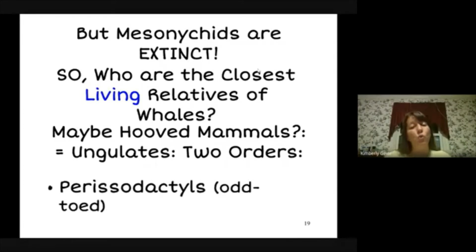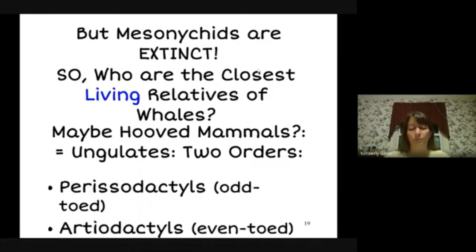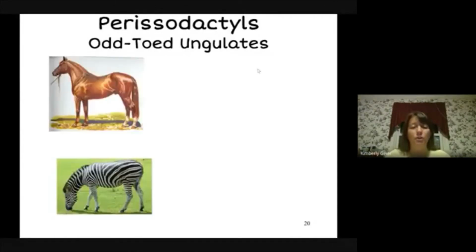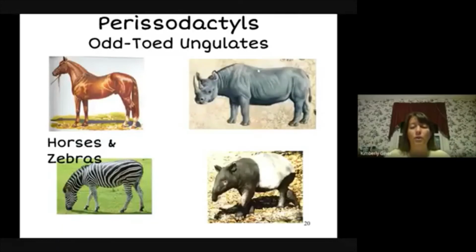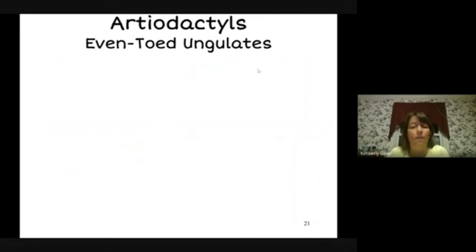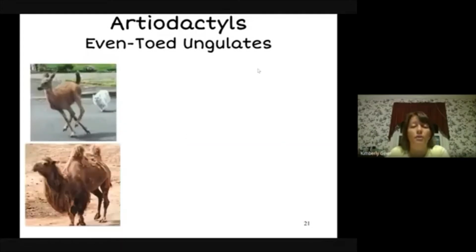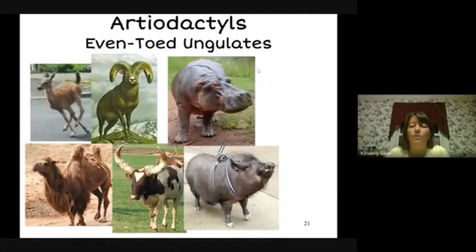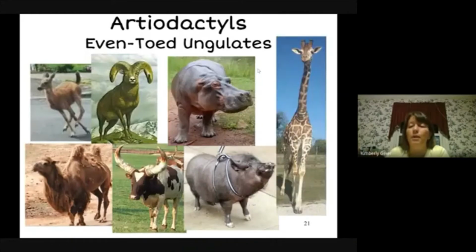So there are two orders of hooved mammals. There's the perissodactyls and the artiodactyls. So to show what these all are, perissodactyls include things like horses and zebras and rhinos and tapirs. Artiodactyls include deer and camels and sheep and cows and hippos and pigs and giraffes.